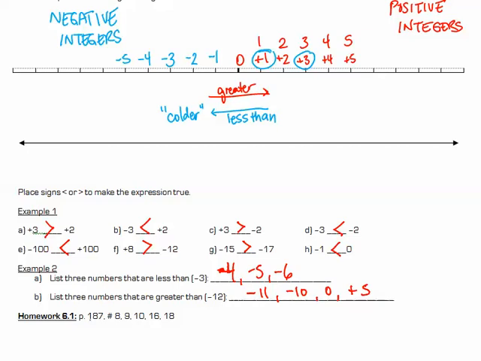So in class, we'll be looking at these examples. It's a review of less than and greater than, and a review of the number line so that you can visualize easily where the negative integers and the positive integers are. And then we'll complete these questions in class. So hopefully you understood this lesson.